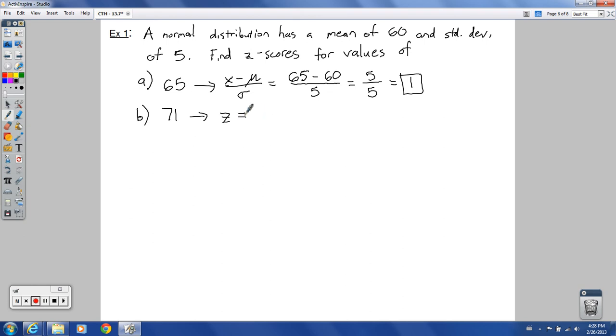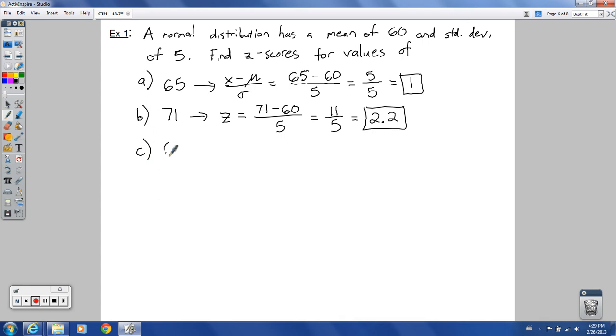So z here equals, I'm just going to plug it in. I'm not going to rewrite this in the general way. I'm just going to plug the values in. 71 minus 60, your data value, minus the mean, over 5. That would be 11 over 5, which would be 2.2. I was almost going to say 0.1, but that would be 2 1/5, or 2.2.